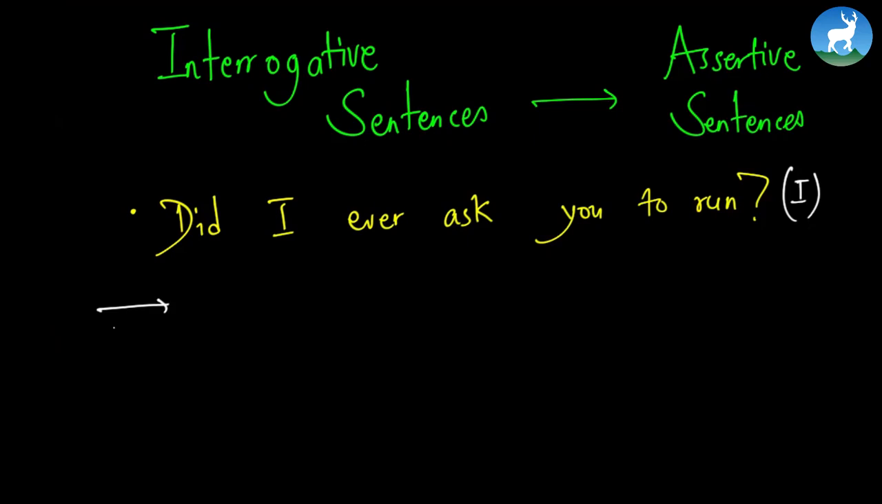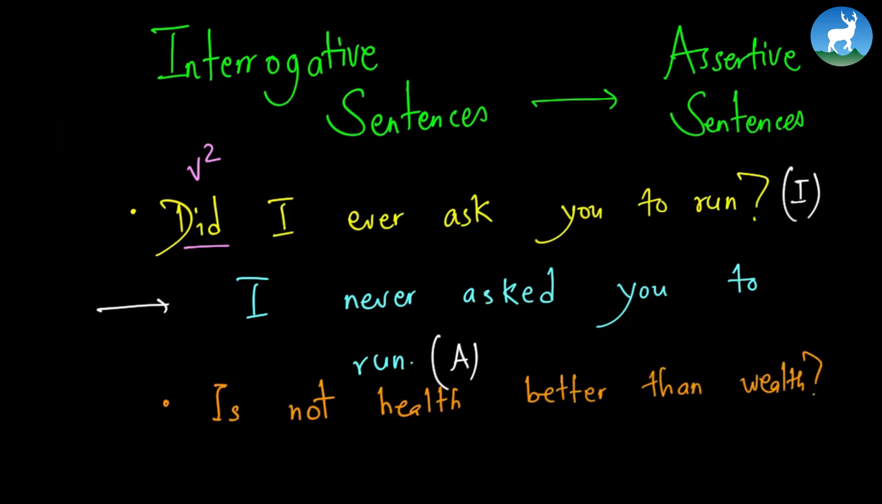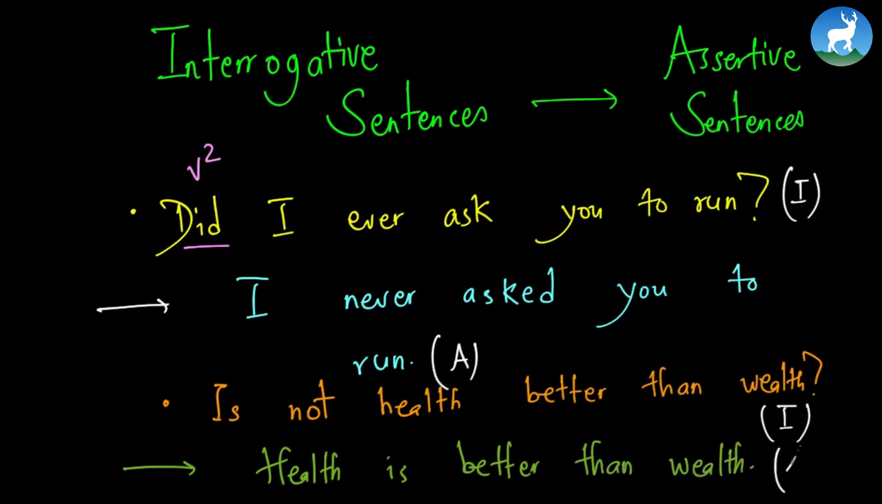Since this is in past tense, we must keep it in past tense. How can we do that? We can say, I never asked you to run. So that is an assertive sentence. Did I ever ask you to run? I never asked you to run. Moving on, I can write another sentence. Is not health better than wealth? Clearly, this is a question, so it is an interrogative sentence. How can you change this into an assertive sentence? You would say, health is better than wealth, and that is an assertive sentence.